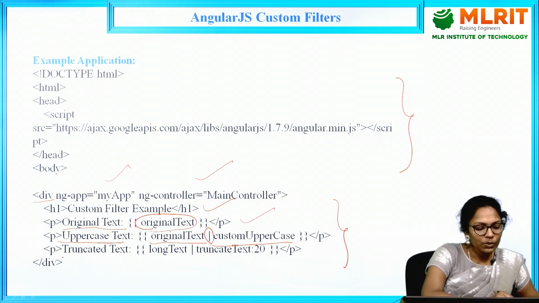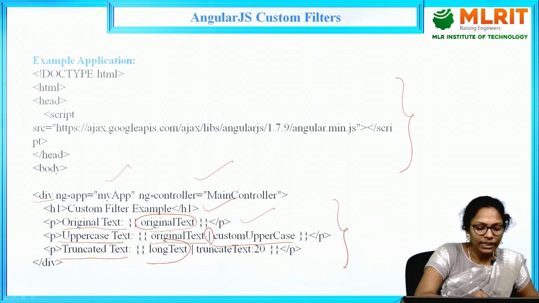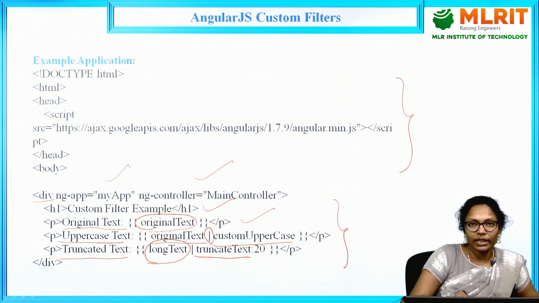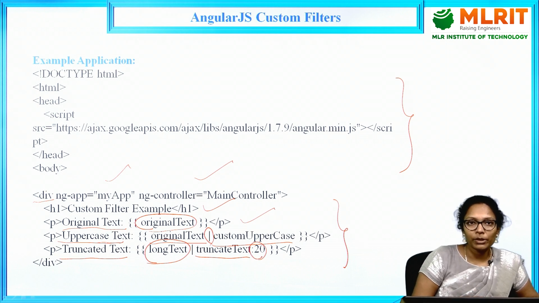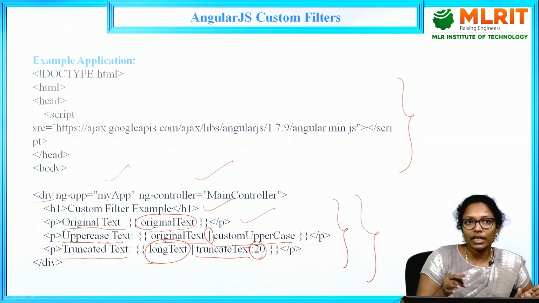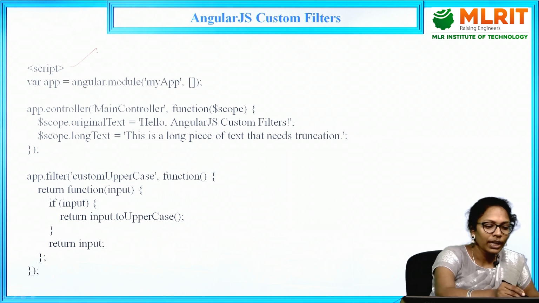Then coming to the next one, truncated text is a label. Here for longText, another new variable, you are applying a filter called truncateText, and here you are passing options also. What is the additional parameter you are passing? 20. So these are all unknown. We don't know what longText is, what originalText is, what the customUppercase function will do, what the truncateText function will do. How to create these filters, we will see in the module part.